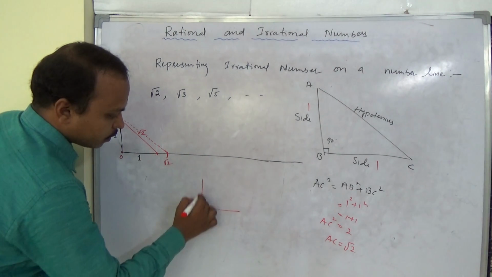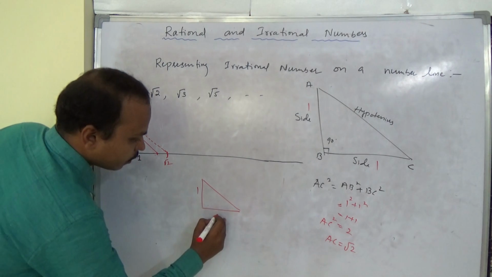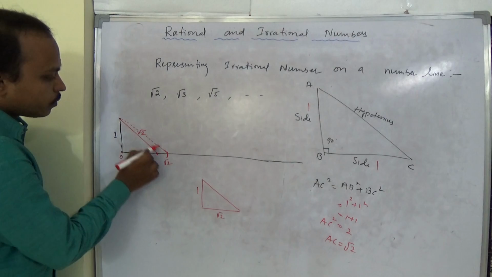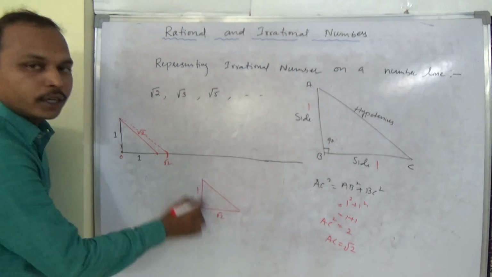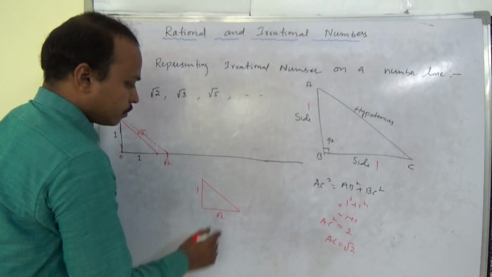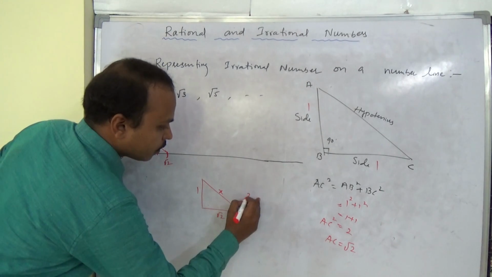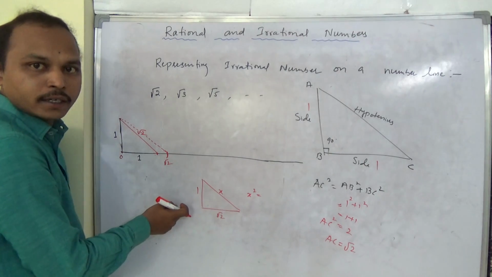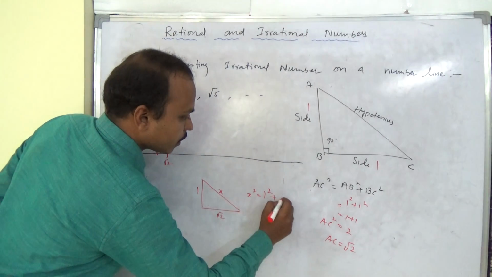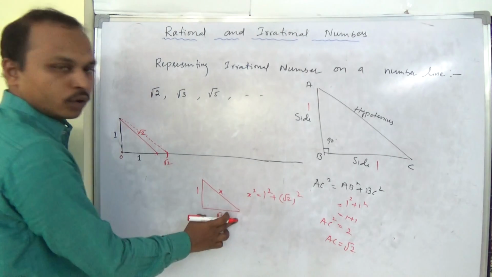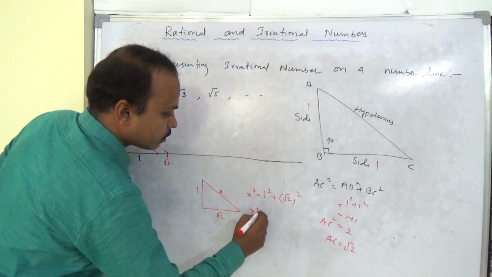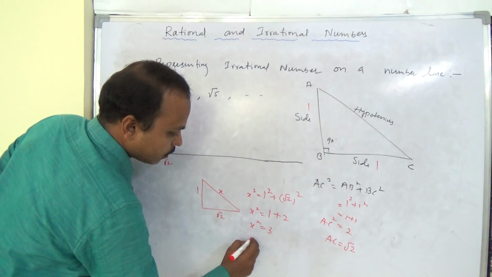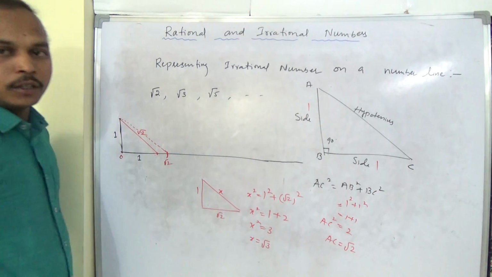Now if you apply the same Pythagoras theorem, this is 1 and this is root 2. Now measure the distance from here to here. How much should this come? Apply the Pythagoras theorem. If you take this as x, x square is equal to the sum of the squares of the sides: 1 square plus root 2 whole square, right? x square is equal to 1 plus 2, that is 3. x square is 3, x is equal to square root of 3.